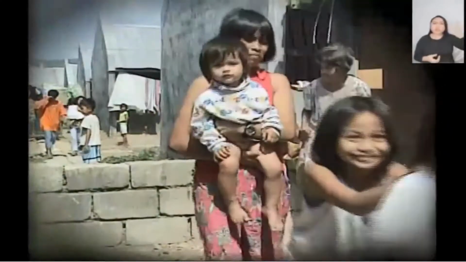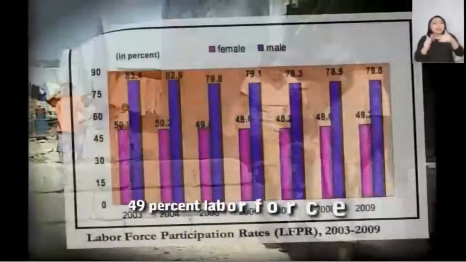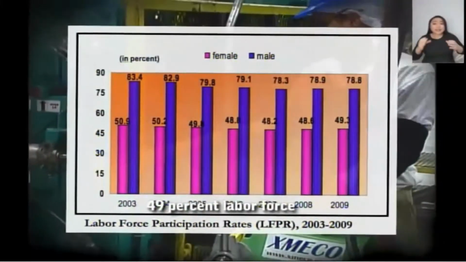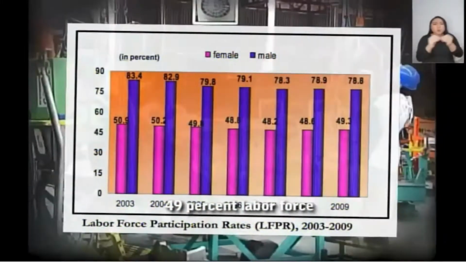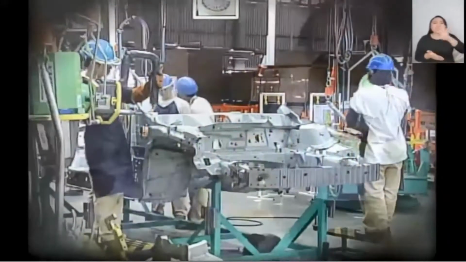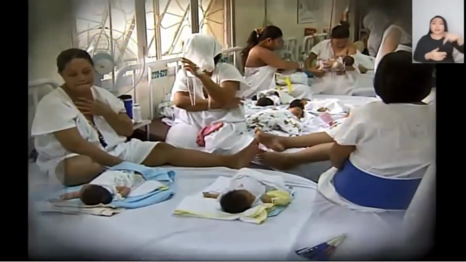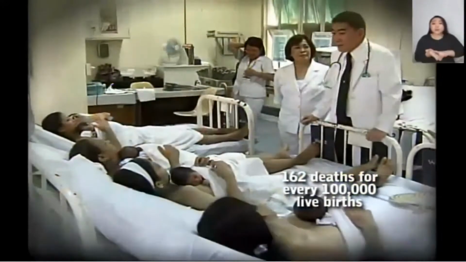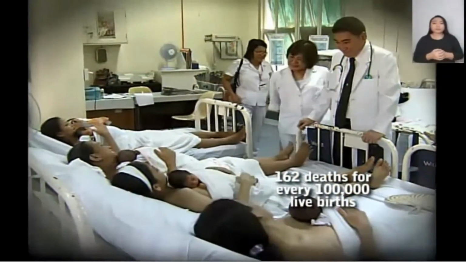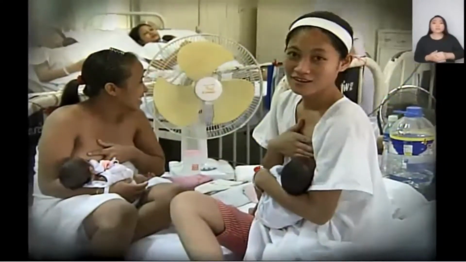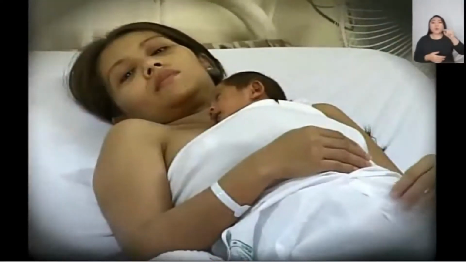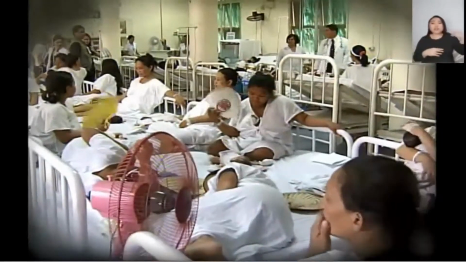Women still have a lower participation rate in the labor force, with only 49% compared to 79% of men. Filipino women die of pregnancy-related causes at the rate of 162 deaths for every 100,000 live births, a rate that is way behind our MDG target of no more than 53 maternal deaths by 2015.